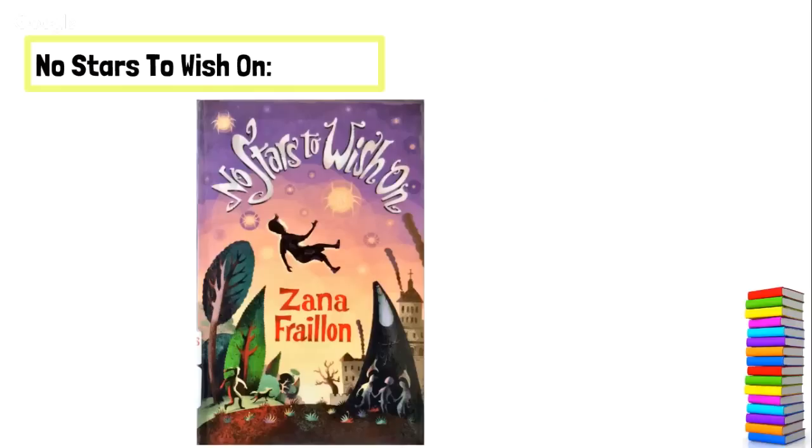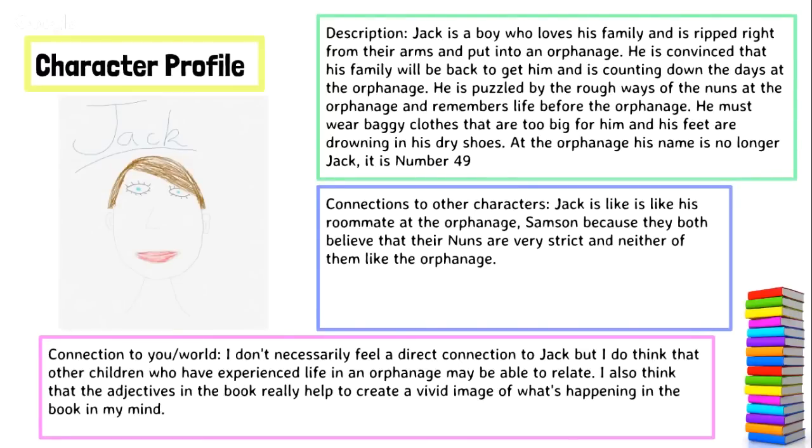So this student was reading No Star to Wish On, and she's put the book title there for me. They then develop a character profile where they draw what they envision the character to look like and start to describe their understandings, how it connects to you or the world, how the character connects to other characters, and a description of what the book is about. So this develops as they're reading the book as it goes through.